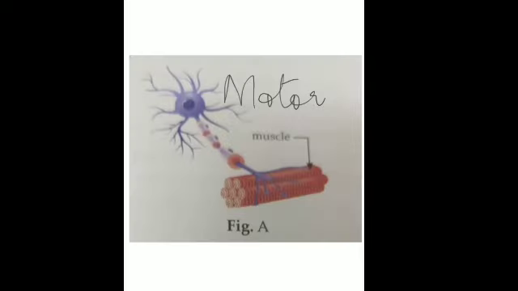Now this is exercise C. Look at the given picture and answer the following question. This is the picture of the motor neuron, and the function of this motor neuron is also given in the PDF that I have provided to you. That is, the motor neuron carries the impulses from the brain or spinal cord to the muscle or gland. Is that clear? So this is the picture of the motor neuron.